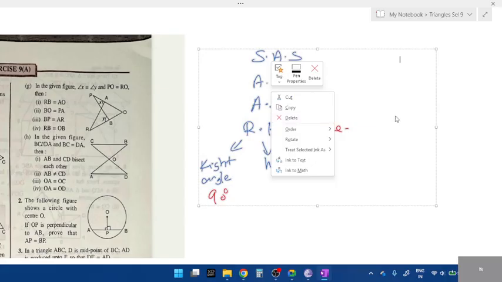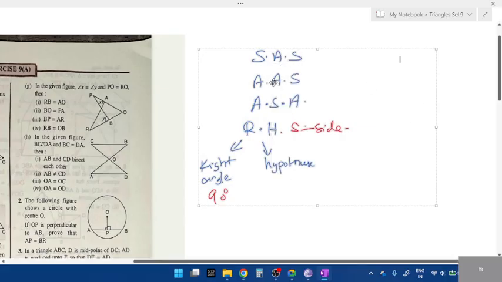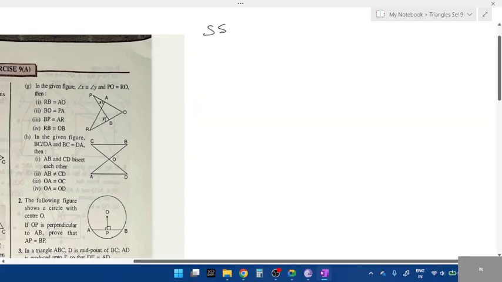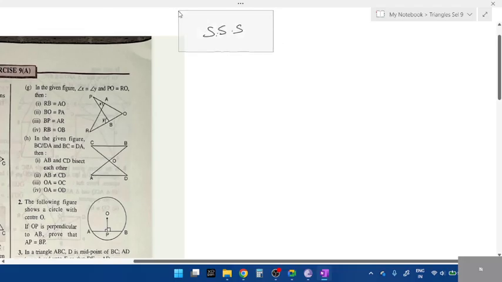So these are the 4 things: SSS, SAS, ASA, RHS. There's one more called SSS, side, but I think it's in the next exercise. Okay, we'll do this later.